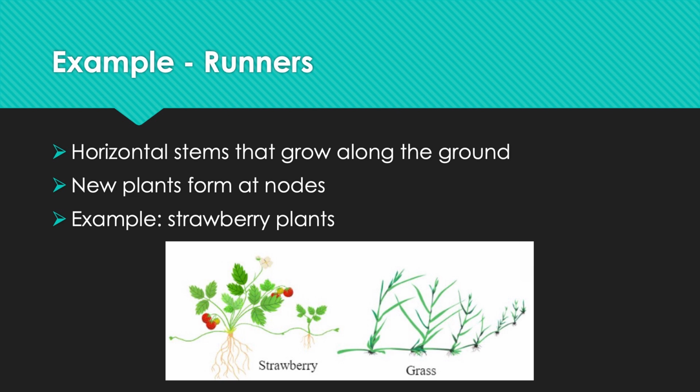One example is runners, which are horizontal stems that grow along the surface of the ground. Strawberries plants reproduce this way. The runner grows away from the parent plant and develops roots and leaves, forming a new plant.